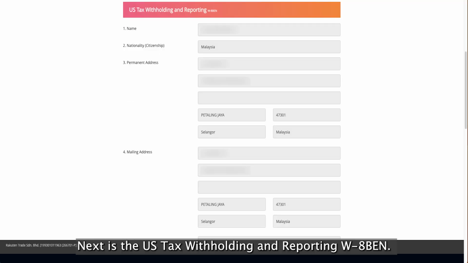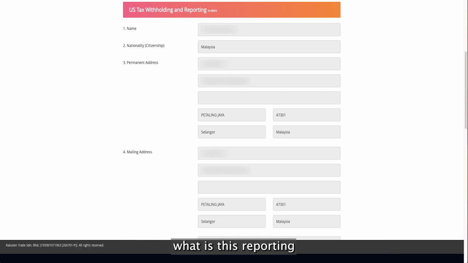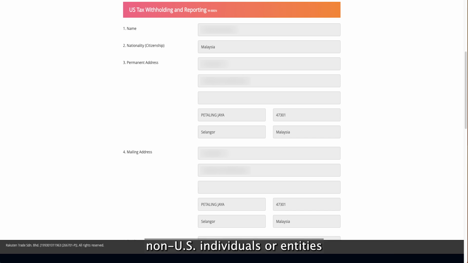Then next is the US Tax Withholding and Reporting W8BEN. So now you're probably asking, like me as well, what is this reporting? So the W8BEN form is a tax-related document used by non-US individuals or entities, including Malaysians, who have income from US sources. It's used to establish your status as a foreign taxpayer and claim potential tax treaty benefits if applicable. The form helps the US tax authorities, which is the Internal Revenue Service or IRS, determine the correct amount of tax to withhold from payments made to you.